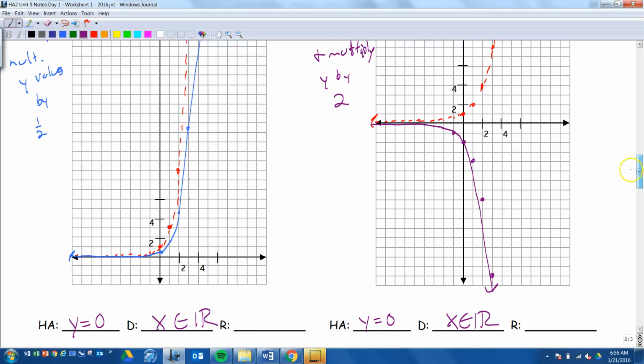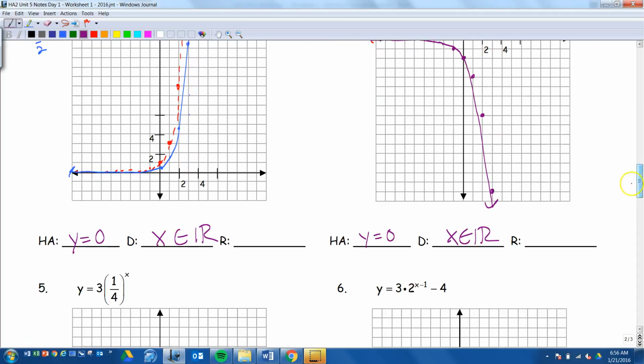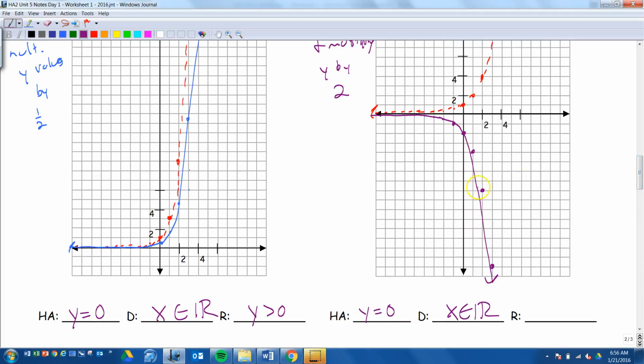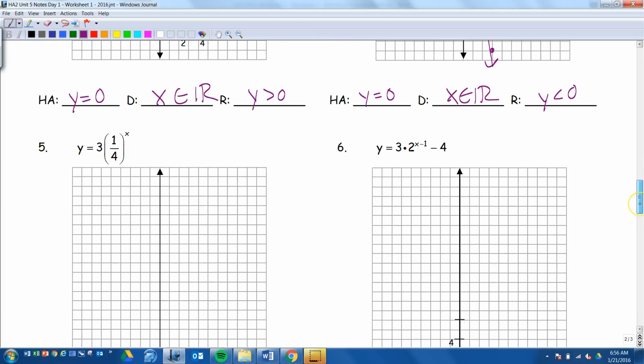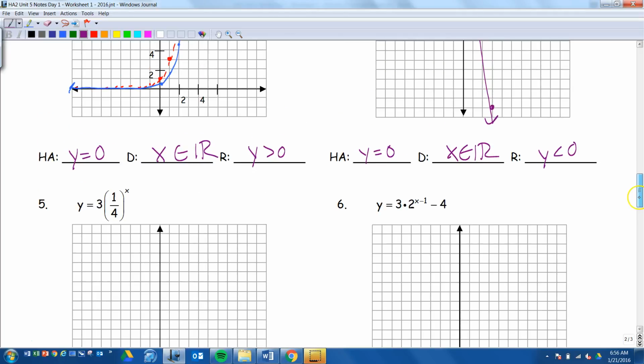It's all about the range. What's going on with the range? Well, here we have everything above the line y equals 0, so y is greater than 0. Here, the purple one is below 0, so we want everything where y is less than 0. Okay? Alright, so that's that one.